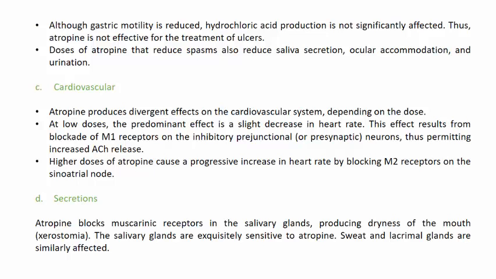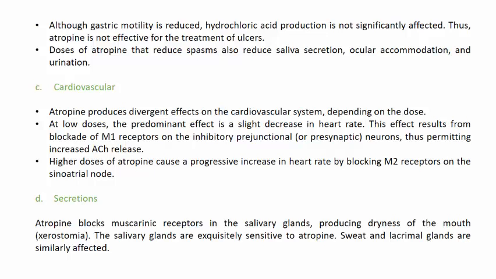So atropine produces divergent effects on the cardiovascular system، وهذا depending on the dose. يعني الإفكت للأتروبين على الكارديوفاسكولار سيستم يعتمد على الدوز. For example, at low doses, the effect is slightly decreased heart rate. This effect results from blockade of muscarinic 1, M1 receptor on the inhibitory prejunctional neurons. And this permits increased acetylcholine release.